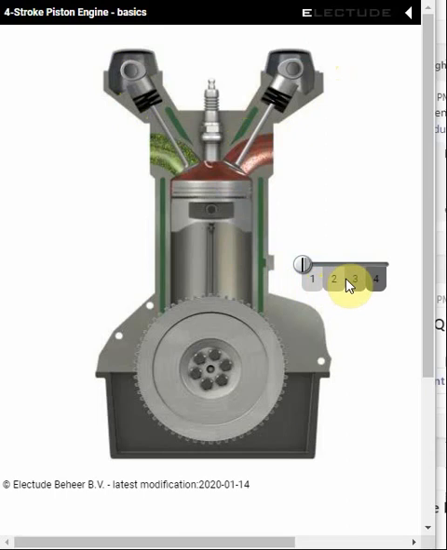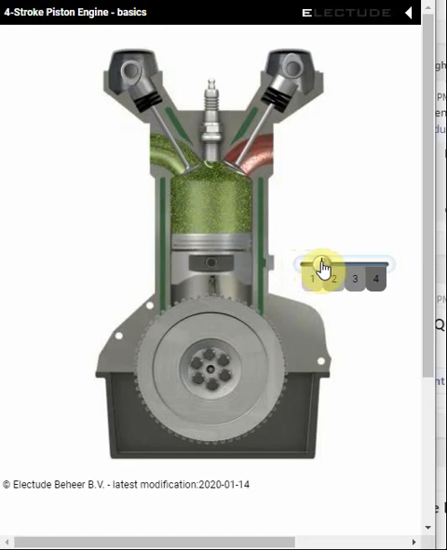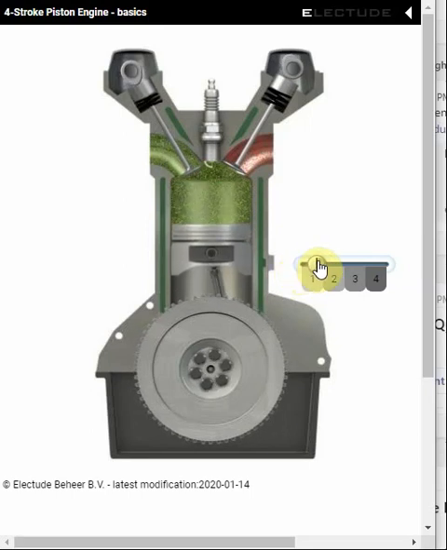Here's our 4 strokes, 1 through 4. First stroke is intake. Piston is going to move down. The valve here, the intake valve, is going to open. We'll see fuel and air being drawn in green. So there's my first stroke right there. Top dead center to bottom dead center. Intake valve open, draw in air and fuel. That's 180 degrees, half revolution. One more time. Here to there.